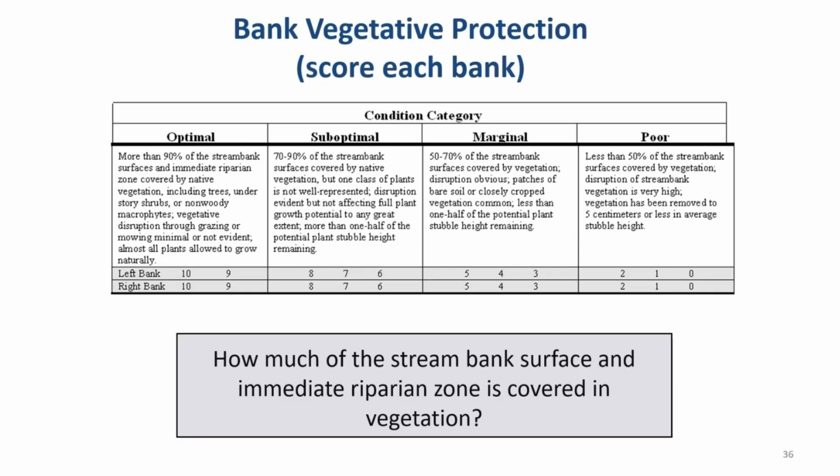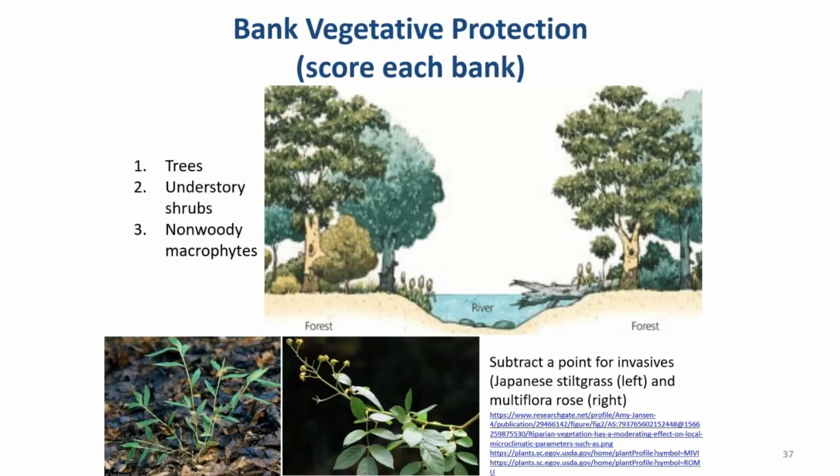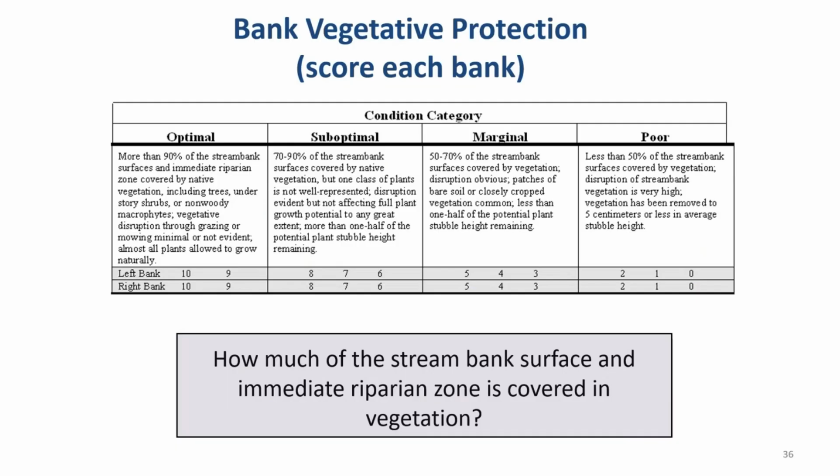And you'll notice in this section that it also talks about native vegetation, and not everybody knows their plant identification, and that's fine. If you do know your plant identification and you observe that there's a lot of invasive species, you can subtract 1 point for each bank. So if on the previous slide you had picked a number for how well the stream banks are covered by vegetation, but then you notice that some or a lot of those plants are invasive species, then you would subtract.